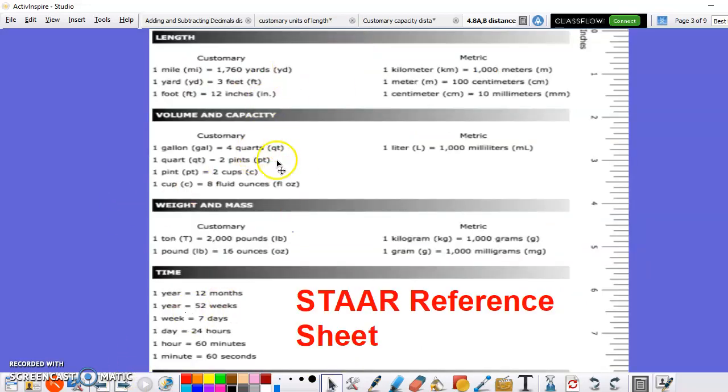This is our STAR reference sheet, which you should be familiar with. We use it in class. You'll see this on every STAR test that you take. It has all the conversions for you right here, customary and metric. We'll focus on the metric next week. It also has a time conversion on here.